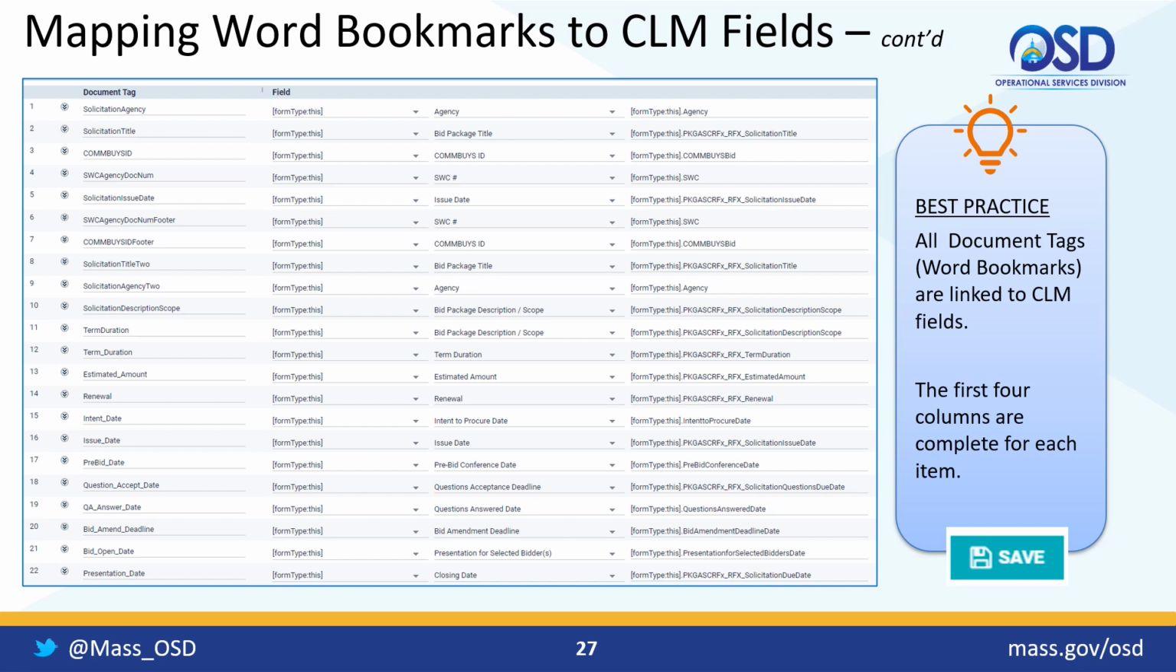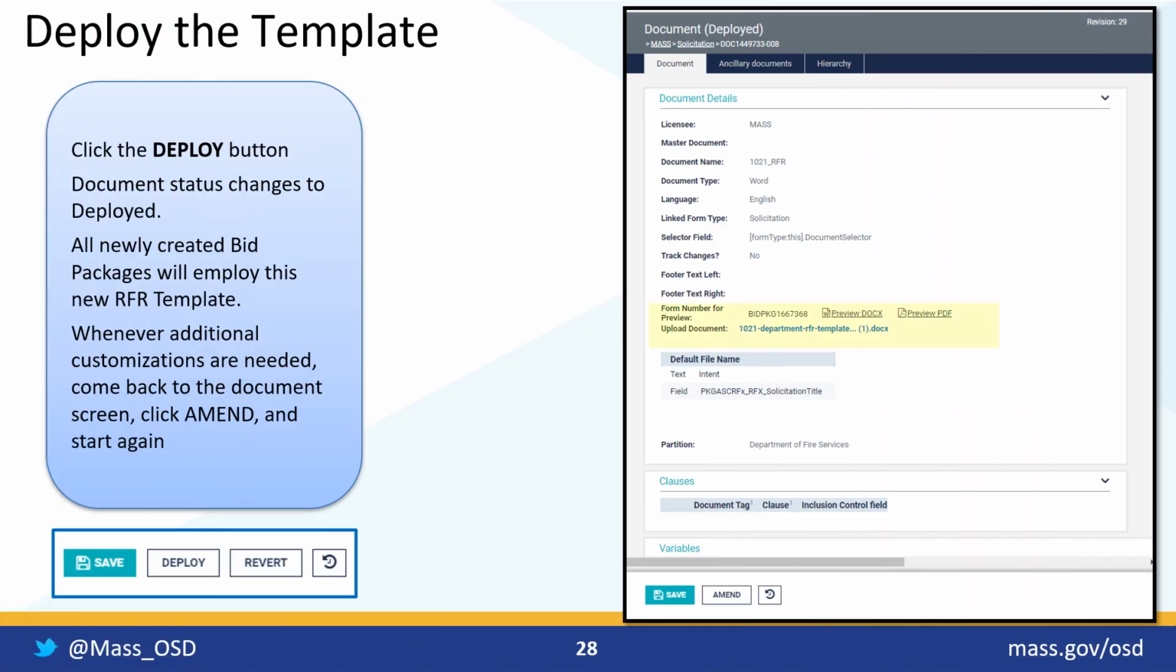As a best practice, all document tags, or Word bookmarks, are linked to CLM fields. The first 4 columns are complete for each item. Remember to click Save at the bottom of the CLM screen. Click the Deploy button. The document status in the gray ribbon at the top of the page changes to Deployed. All newly created bid packages will employ this new RFR template.